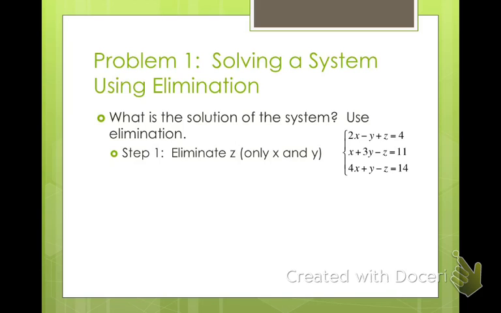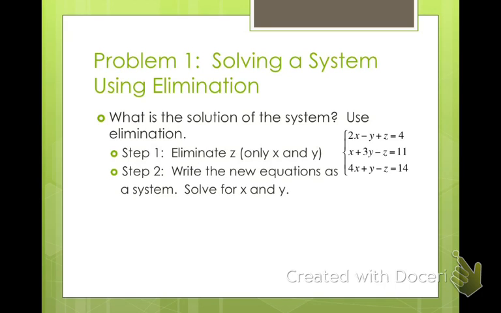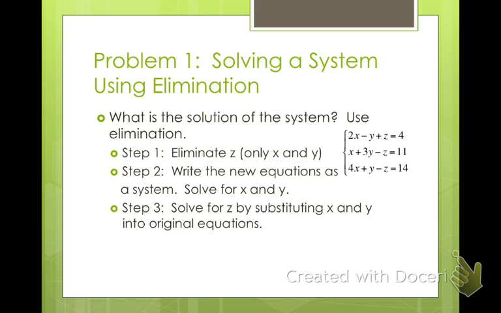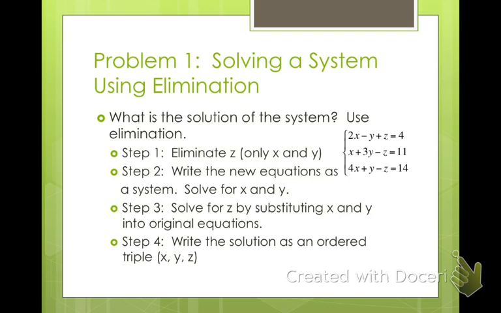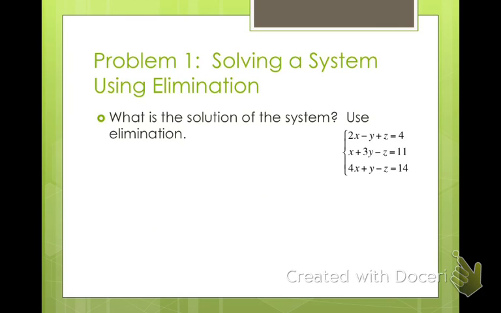After we've eliminated z, all we have left is x and y. Then we're going to use those new equations and solve for x and y, and then go back and substitute our x variable and our y variable and find our z variable. Then we write it as an ordered triple, x, y, z, in alphabetical order. Okay, so let's get started.